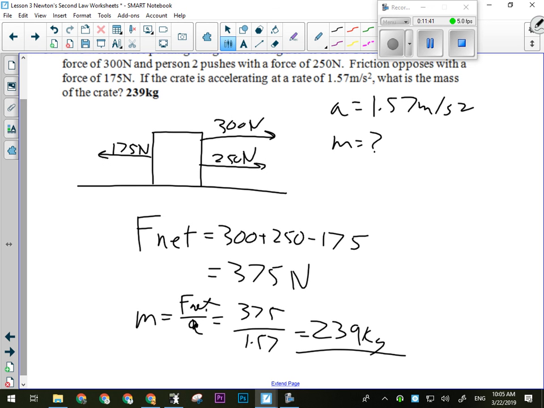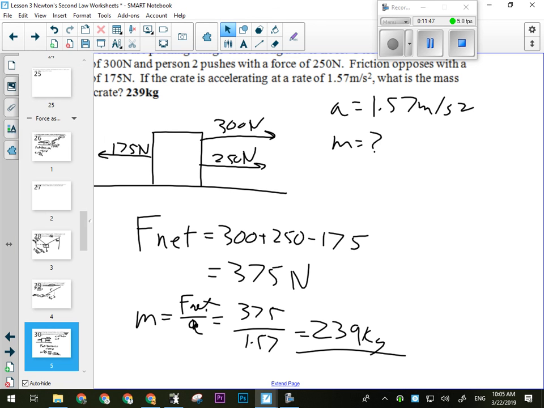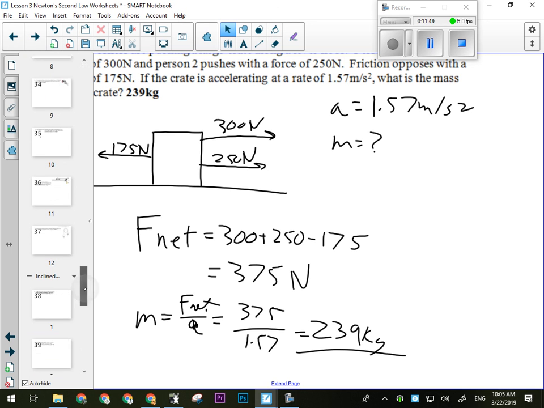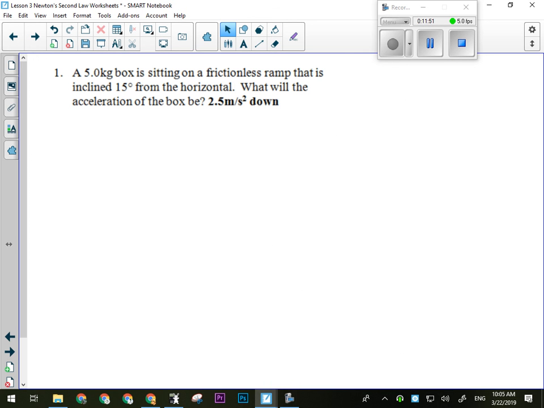All right, now we're going to look back at some inclined plane stuff here. So okay, I want you guys to try that one. See how much inclined plane stuff you remember. I'll give you a couple of minutes and then we'll walk through that one together.